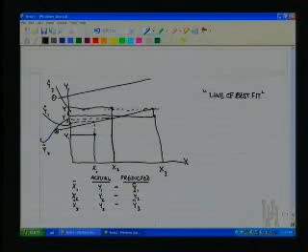That is, this is error. This is error. And this is error. Those are the discrepancies between the actual value of y when x assumes some value, and, given the regression line, the line of best fit, the predicted value of y when x assumes that value.